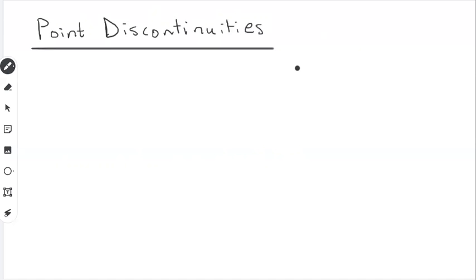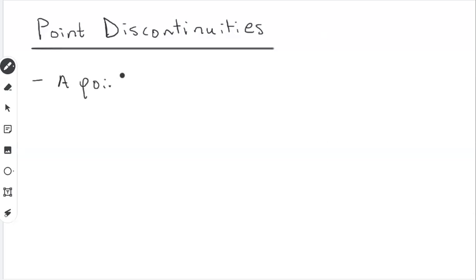Okay, so talking about point discontinuities, we know from the continuity stuff that we talked about that sometimes you're going to have a hole in the graph. And it's as if somebody just plucked out a point from the graph and left a hole. That's what a point discontinuity is, basically. So let's talk about those.